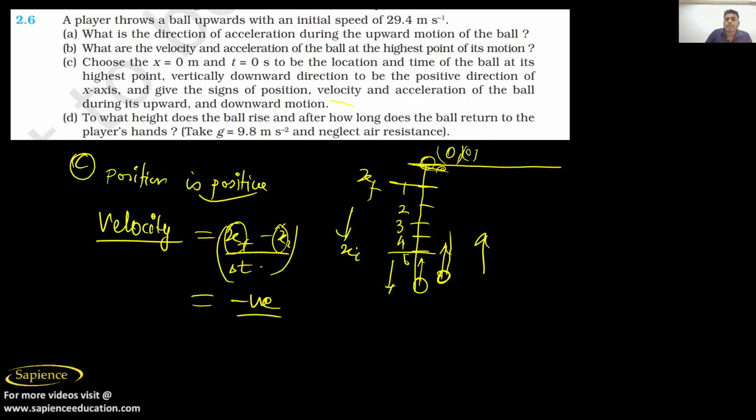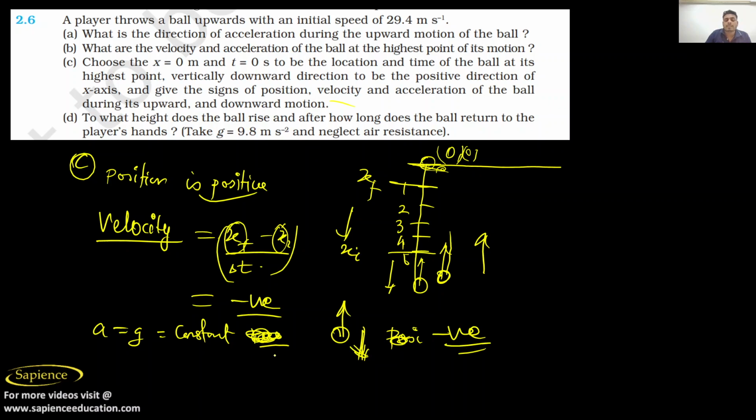Now acceleration. Acceleration a is always g, and that is constant, and it will be positive, right? No, no, not positive. When an object is thrown upward, what will happen? The direction of g is downward, but the positive direction is the opposite, so this will be negative. Acceleration due to gravity will be negative, right?